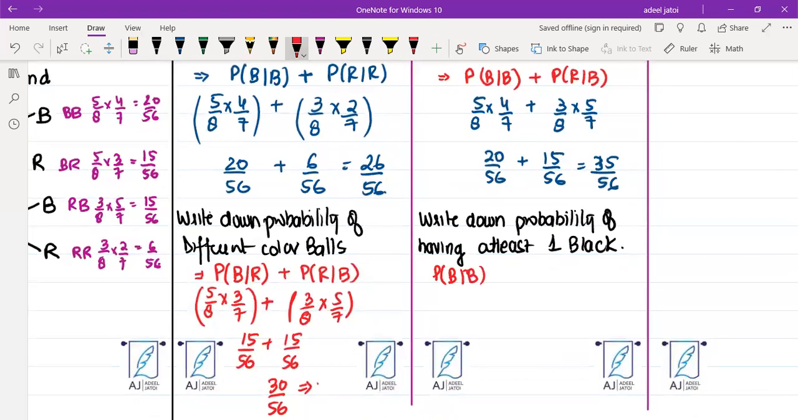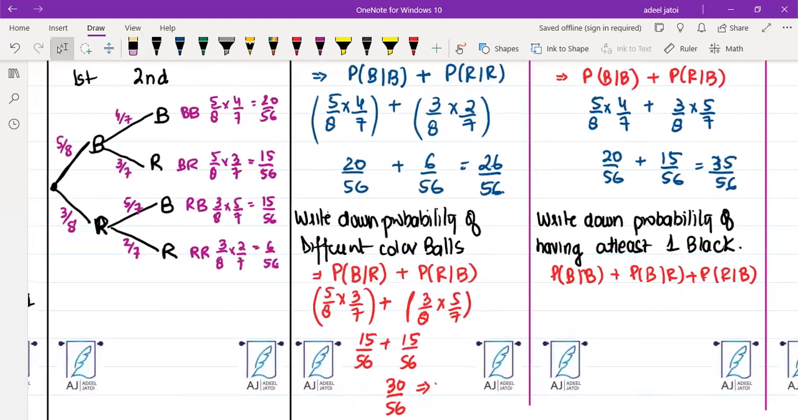Obviously, we can have two, but one is the requirement. Or we can have black and red, at least one is black. Or we can have red and red, but we will not be needing that because it does not have a black. So for this, black and black probability was 20 upon 56 in the tree diagram. This was 15 upon 56 and this was 15 upon 56 as well. So this should be 30, this should be 50 upon 56.